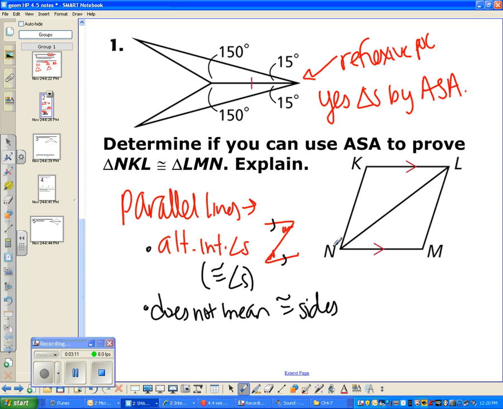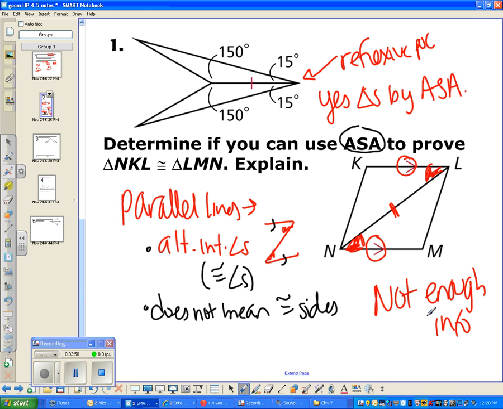All right, so in this example, determine if you can use ASA to prove that triangle NKL, this left-hand triangle, is congruent to triangle LMN. So are these 2 triangles congruent to each other? Well, we have parallel lines, so that means we can have alternate interior angles. So we know this angle is congruent to this angle. Okay, and then that's about it. And let's see, we have a congruent side. So we have an angle and we have a side, and we don't have enough information. This does not mean that those sides are congruent, so we do not have enough information.